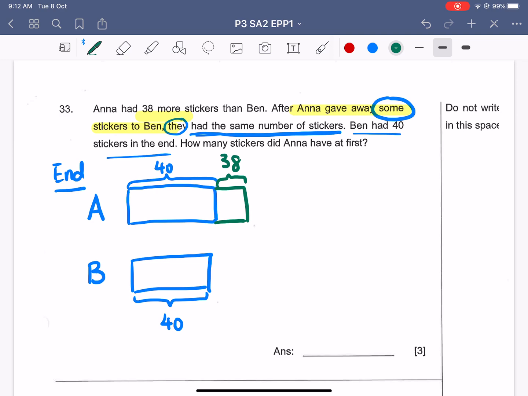So the green color would mean the number of stickers that Anna used to have. Whereas for Ben, before he got the stickers from Anna, he actually had fewer stickers. He didn't have that much. It was because of Anna. It was given to him. It was given to Ben. So how can I find out how many stickers Anna had at first?